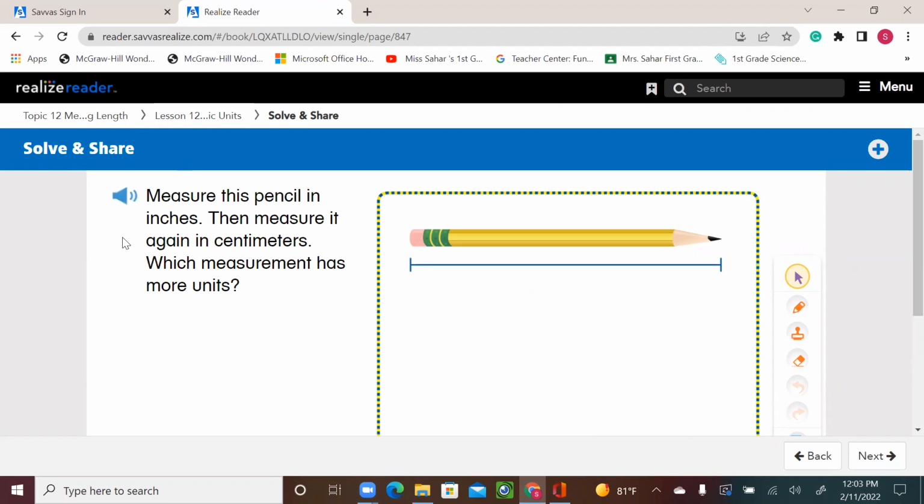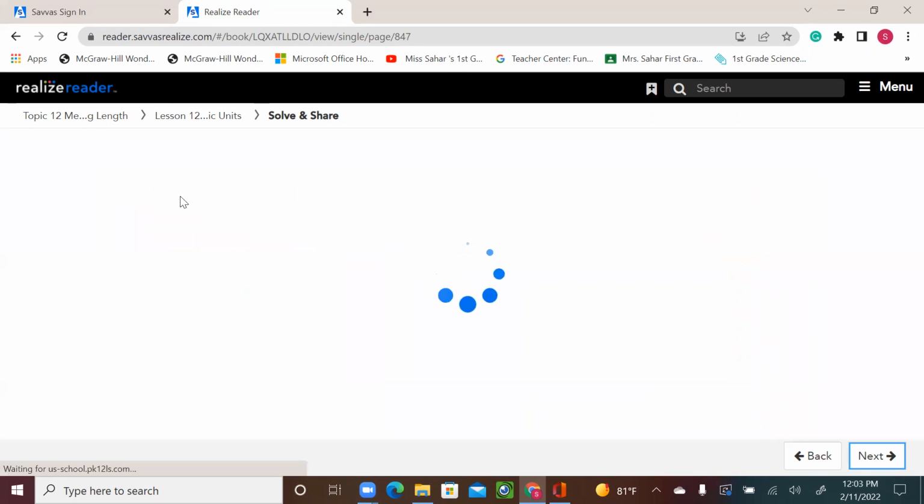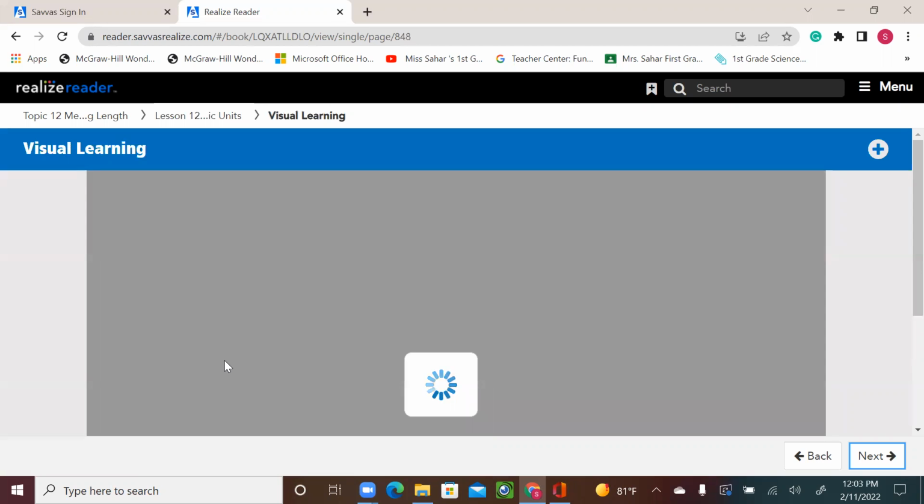Okay, we know that the centimeter is smaller than the inch. So if we measure the pencil using the ruler, on the centimeter side, and then measure the same pencil using the inches side, we'll find out that the inches will be less than the centimeters, because we just said that the centimeter is smaller. So with the smaller units, we'll use more. Okay, let's see our video.